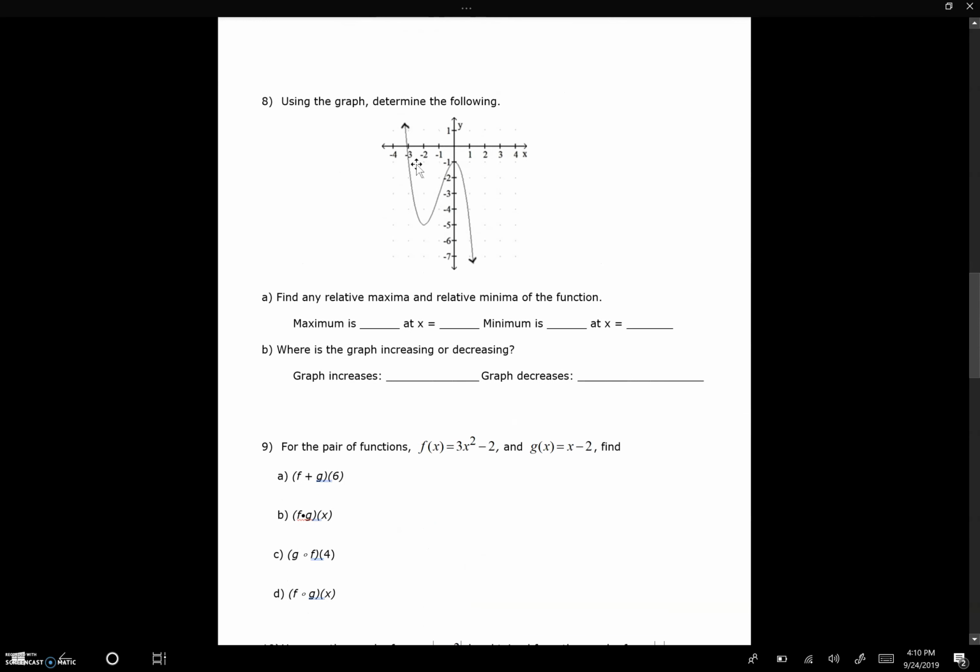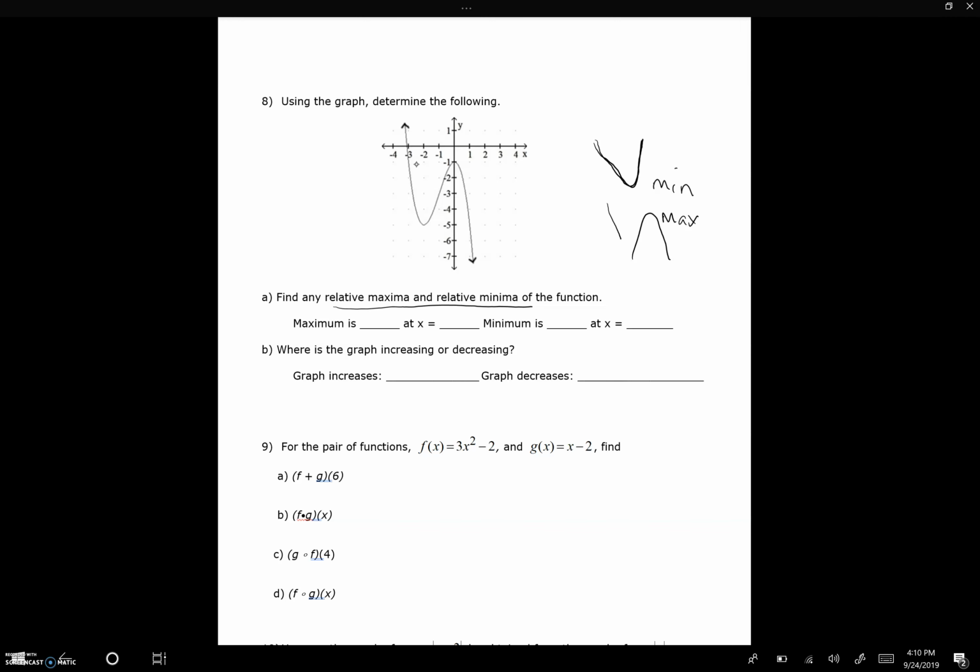All right, so describing a graph, we have find any relative maxima and relative minima of this function. Anywhere we have a maxima or a minima is going to be where it changes direction. If you have a minimum, it's going to be decreasing, but then increasing. So where it changes from decreasing to increasing, that's a minimum. If something is increasing and then decreasing, then you have a maximum, okay?